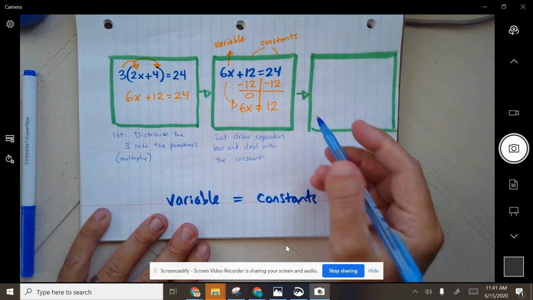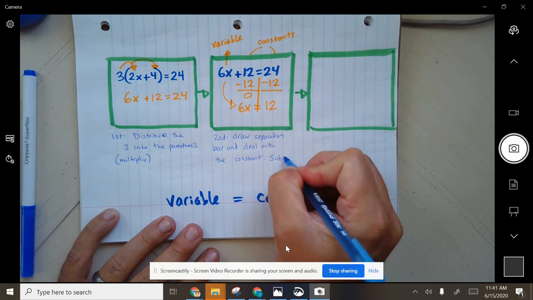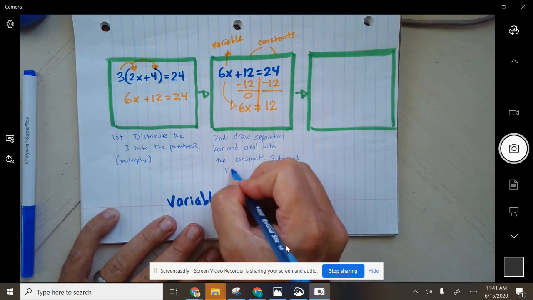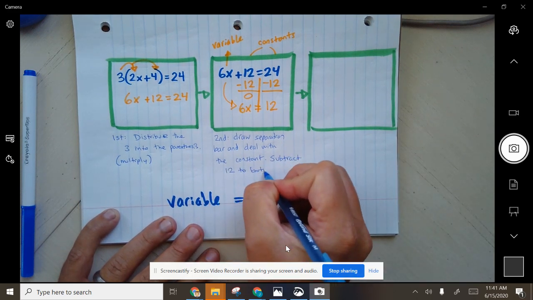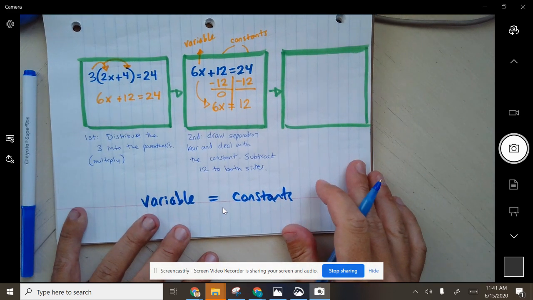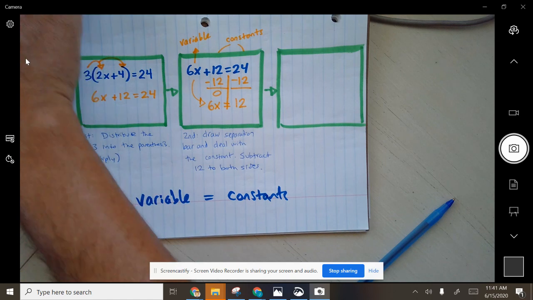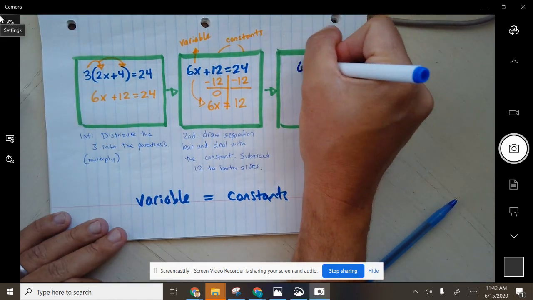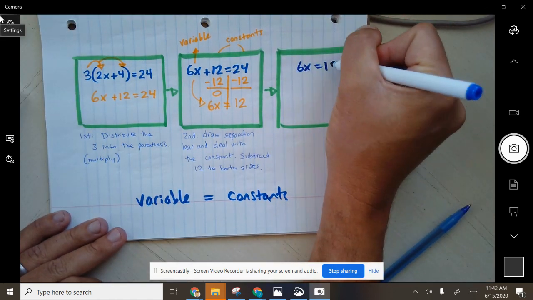Now, I'm going to write that note on the bottom there that you should subtract 12 from both sides. Okay? And then now, your last step. So this is a 3-step problem.